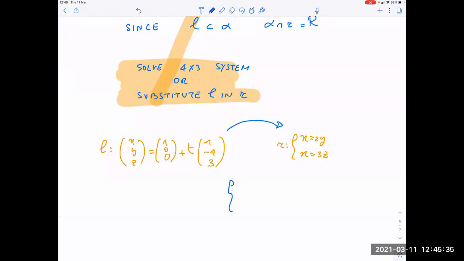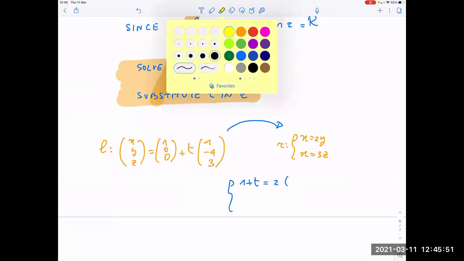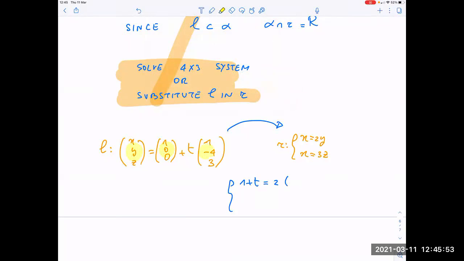So instead of x, I will write 1 plus t. 1 plus t is equal to, instead of y, I will write 0 minus 4t. So I write minus 4t. Instead of x, I write 1 plus t. And instead of z, I write just 3t. So let's see if this is correct.